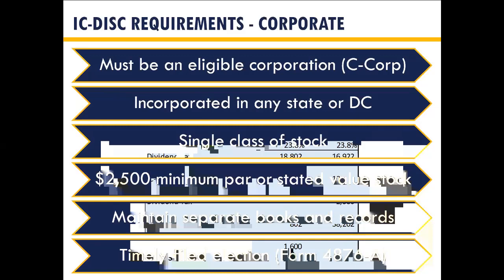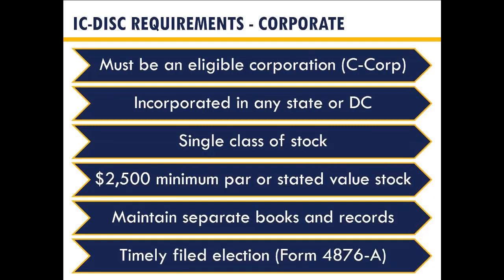So the first item, the eligible corporation. To add an IC-DISC into your structure, you have to create a separate legal entity. And this separate entity has to be a C-Corp that's incorporated in any of the US states or the District of Columbia. The corporation can only have one class of stock, and that stock has to have a minimum par or stated value of $2,500. And you have to maintain separate books and records for this new entity.